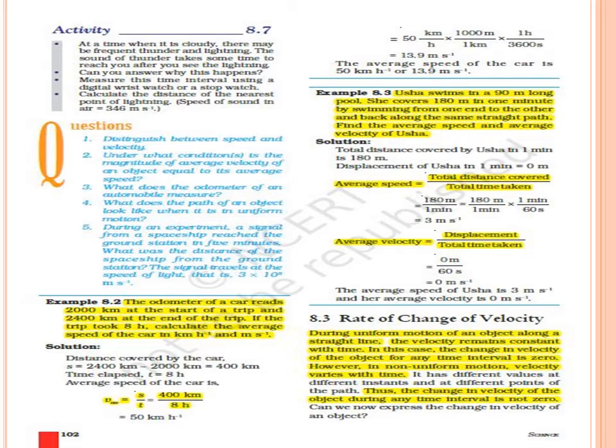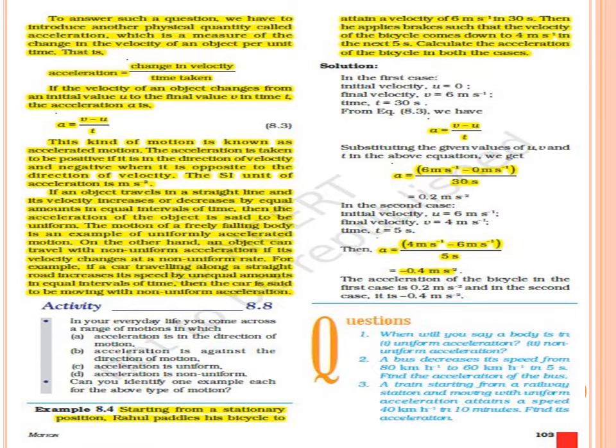So how do we measure this rate of change of velocity? For this, we will understand the concept of acceleration. Acceleration is defined as the ratio between change in velocity and time taken. And here is the formula for acceleration. It is given as v minus u by t.